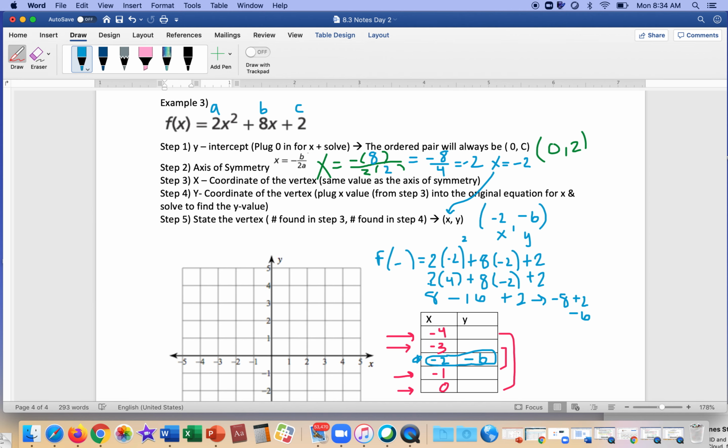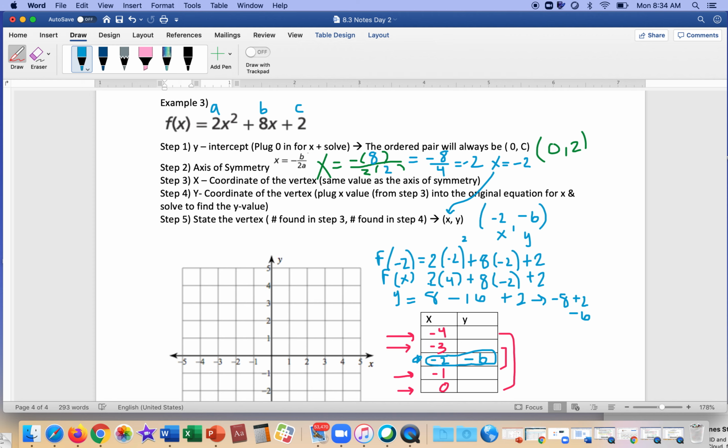So again, when you say f of x, you're just telling someone what you're plugging in for x. In the end, we're not going to divide by 2. We're just telling someone what we're going to plug in for x. So we're going to plug in negative 2 and see what comes out.